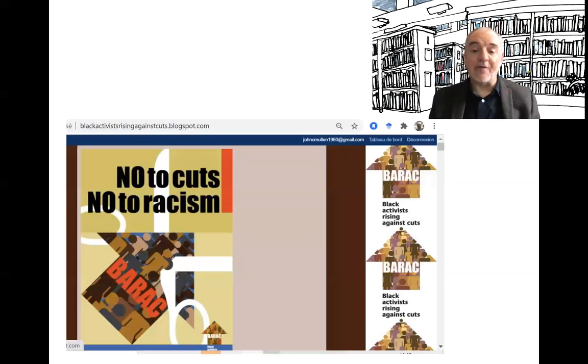Another couple of elements of black culture in Britain today. Here you have a poster. The poster says "No to cuts, no to racism," so it is a political poster. And this is a small organization, a network. I don't know how many they are, but it's influential but small. And it's black activists rising against cuts. And so you'd have to translate this into French as militants noirs en lutte contre l'austérité.